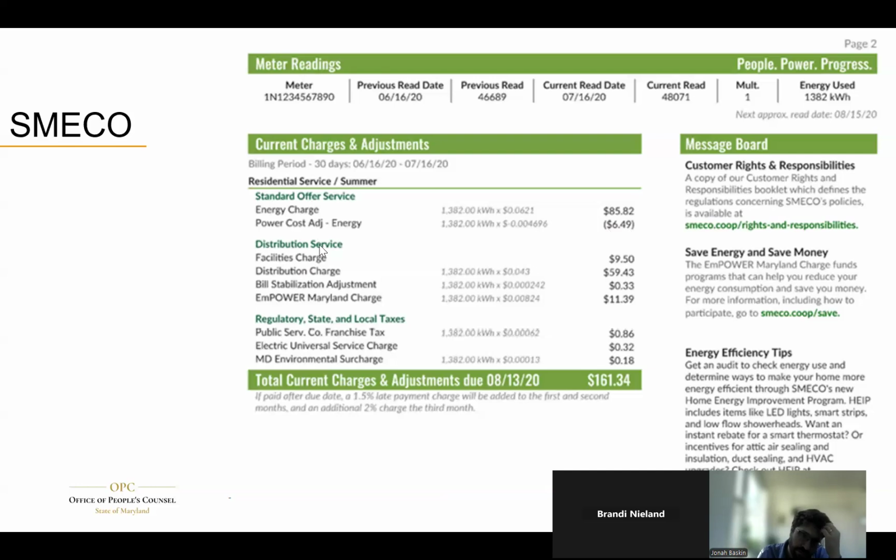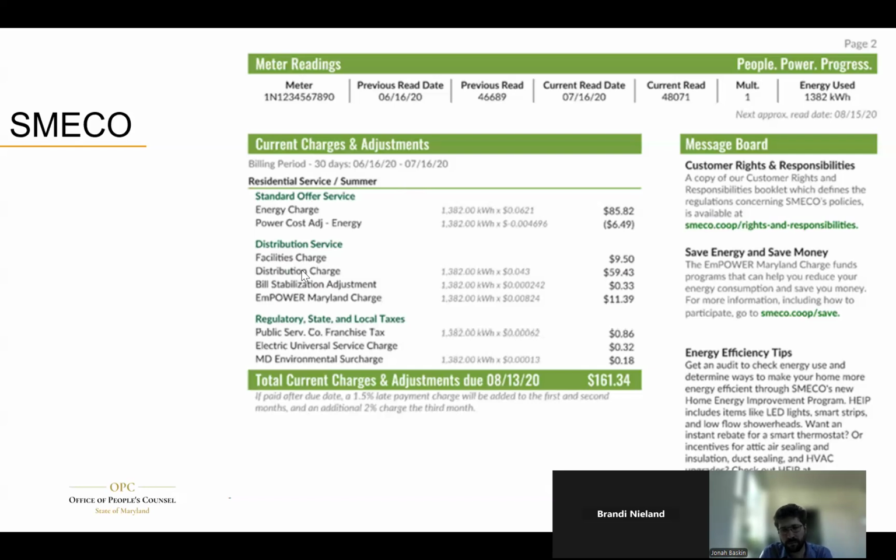Next is the distribution. This is going to be all the stuff it takes to get the energy to your house. So we have a couple of things here. The facilities charge, this is actually code for the customer charge, that flat fee. See how it's not multiplied by anything? This is your customer charge. The distribution charge is that volumetric charge. So we can see the 1382 times, and this is the actual charge for it. This is everything that it costs to get to your house. This is the huge chunk of it.